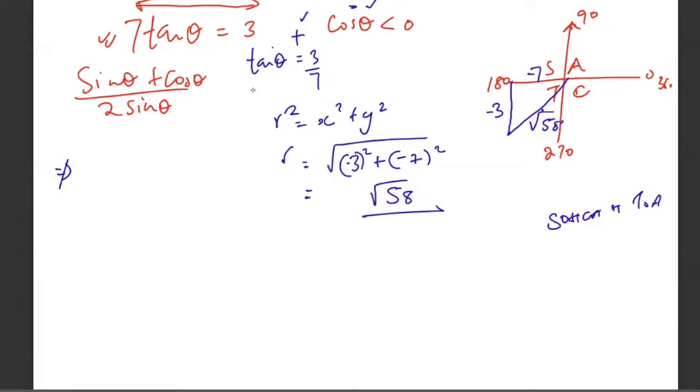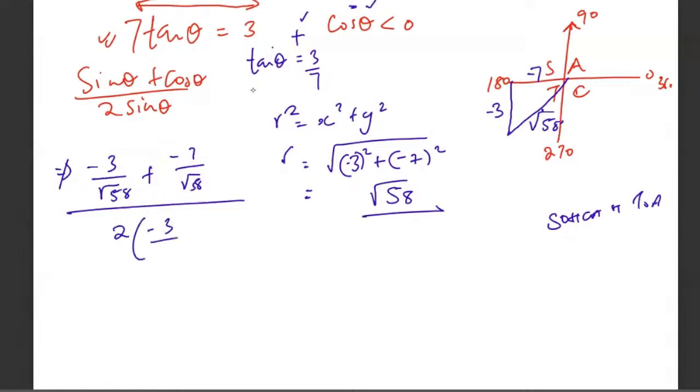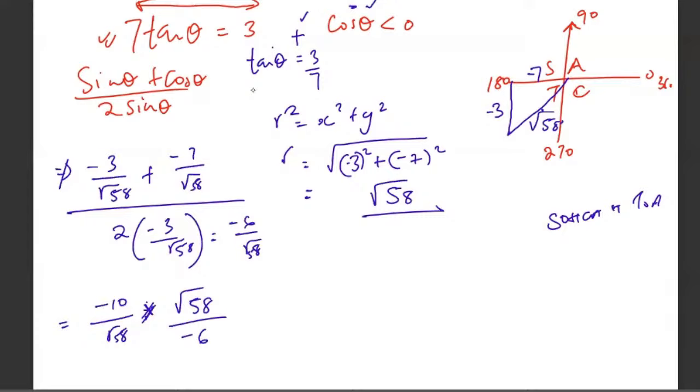Then I can simplify the expression the way they wanted. So sine is opposite over hypotenuse: negative 3 over root 58, plus the cos, which is negative 7 over root 58, over 2 times the sine, which is negative 3 over root 58. On the top, we shall have negative 10 over square root of 58. And then I'm dividing by the denominator, which is negative 6 over square root of 58, which means I'm going to multiply. So I'll have 58 on top over negative 6. When I change the sign to multiplication, I'll just switch that around. So this cancels that. I'll have 5 over 3 as my answer. So that is what happens.